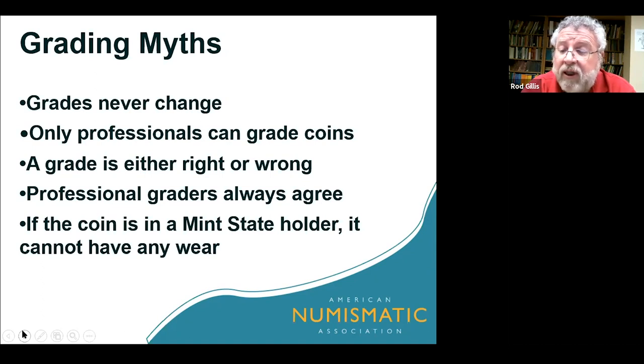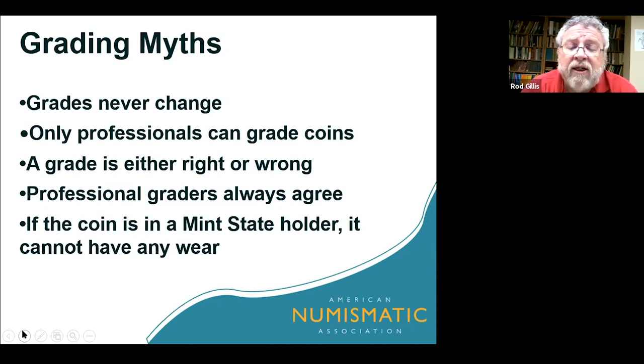Professional graders always agree. Because grading is subjective, that means that they can't always agree. And here's the other dirty little secret: professional graders are human beings, and therefore they make mistakes. So there are times when you might run across a coin that has been graded, and you might be saying to yourself, I just don't see that at all. I don't understand how they got there. And because they're human beings, and because they make mistakes, in that instance, you may be correct. So it's important to understand that.